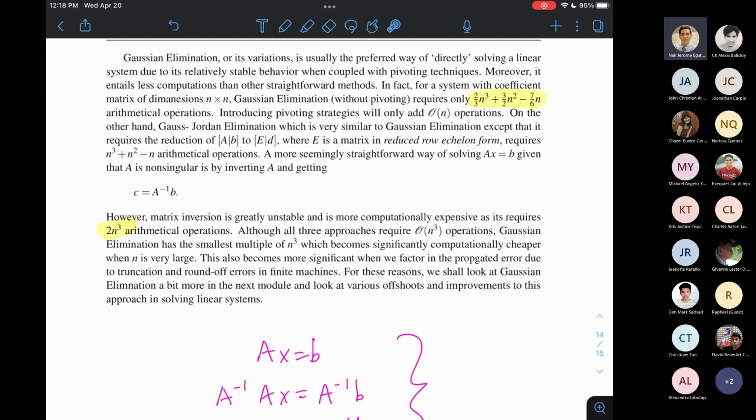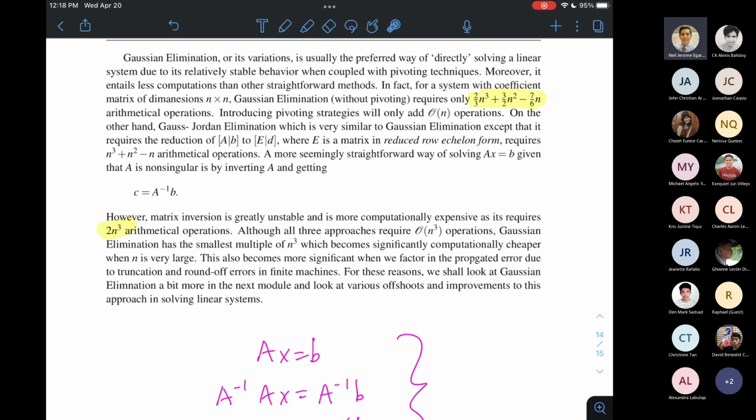Then the pivoting strategies only add a row interchange at every pass. So the number of operations with pivoting strategies is not that much larger. I think it will still be around 2/3 of n cube in the long run. Okay? But matrix inversion will require 2 n cube operations. So we save more with Gaussian elimination. And actually, Gaussian elimination is more numerically stable than matrix inversion.